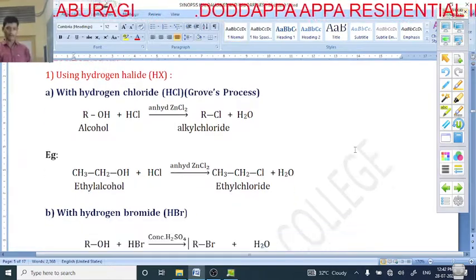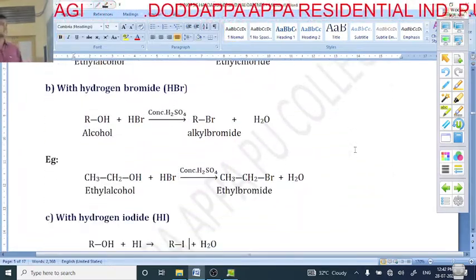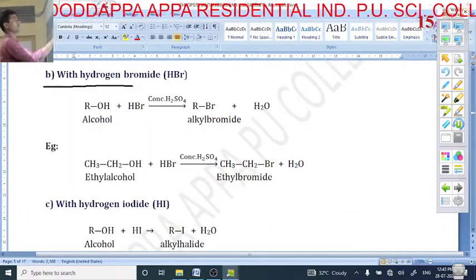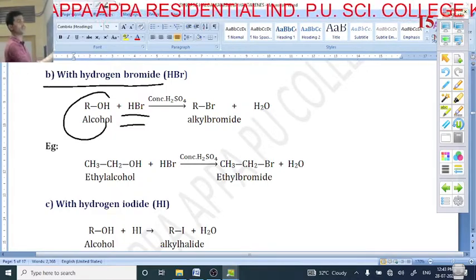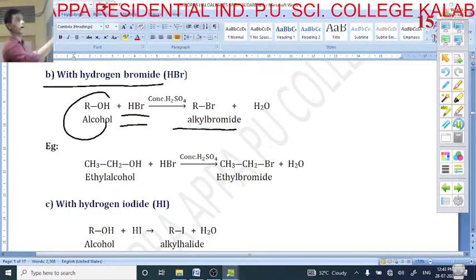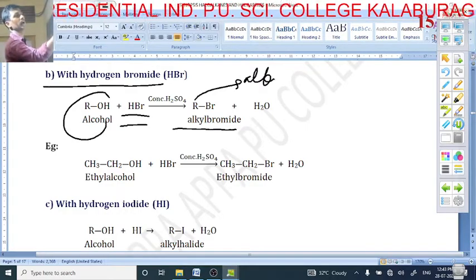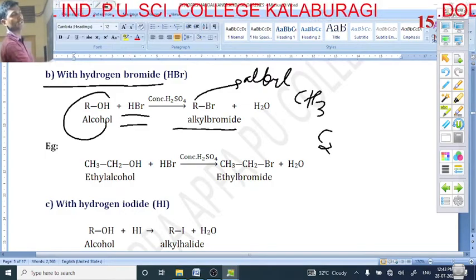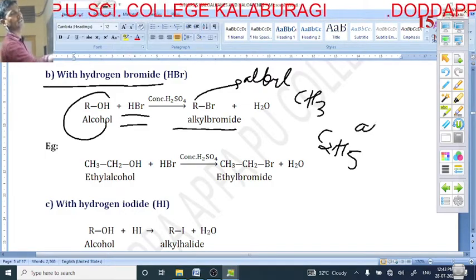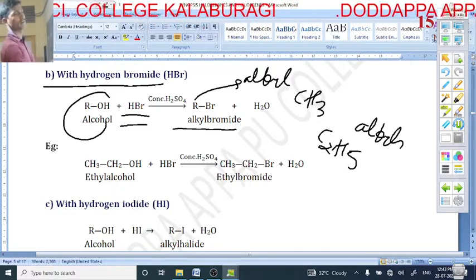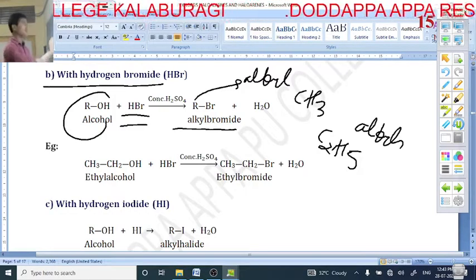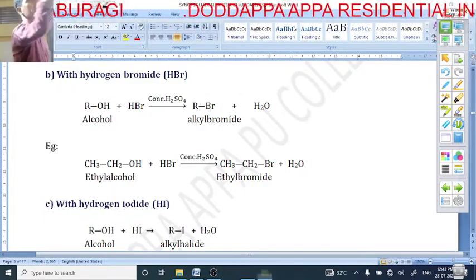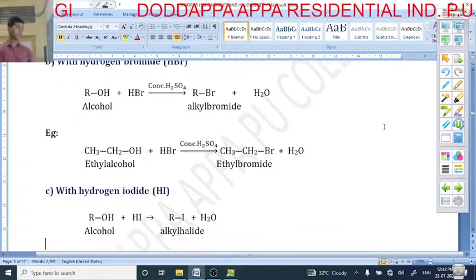Next is hydrogen bromide. Everyone listen here. The same alcohol reacts with hydrogen bromide and gives alkyl bromide, where R is an alkyl group, like CH3 or C2H5. Similarly, with hydrogen iodide it gives alkyl iodide. Next slide. This is the first preparation, from alcohol.